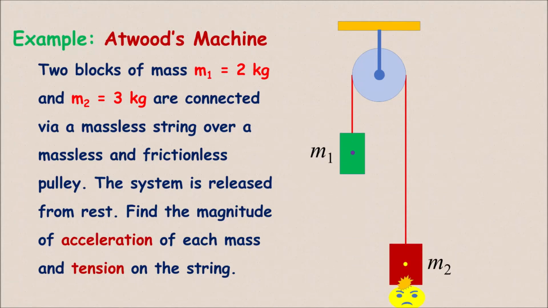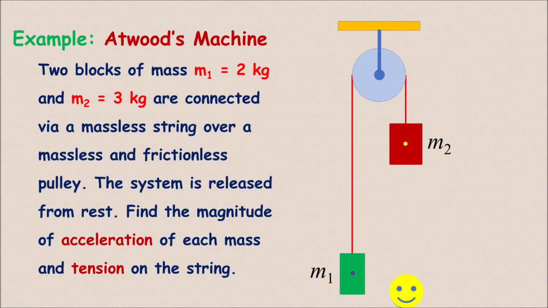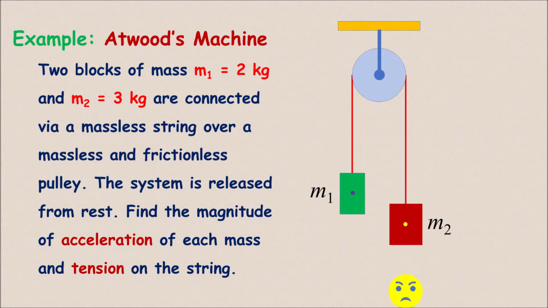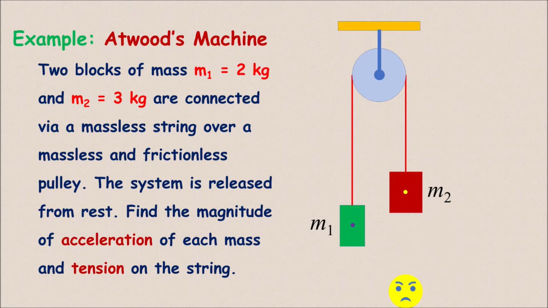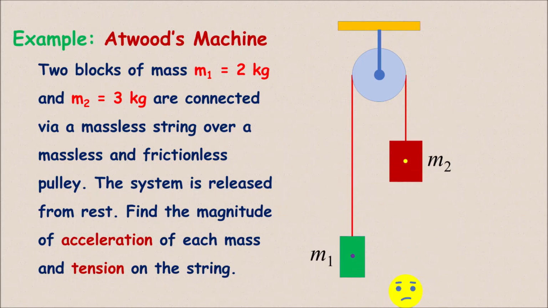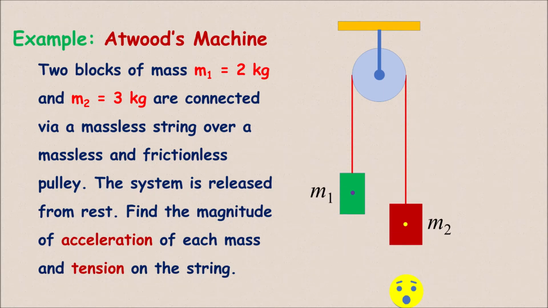Hi, this is another example that's called Atwood machine. As you see in this figure, two blocks of mass M1 and M2 are connected by a massless string over a massless and frictionless pulley. The system is released from rest. We would like to find the acceleration of the masses and the tension on the string.